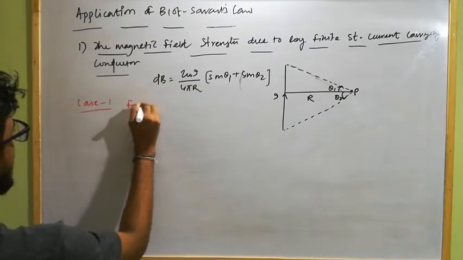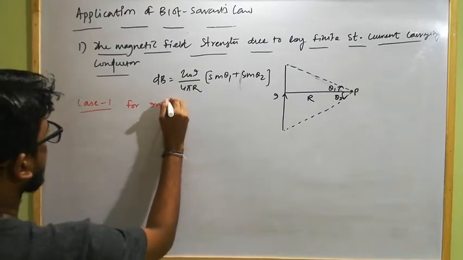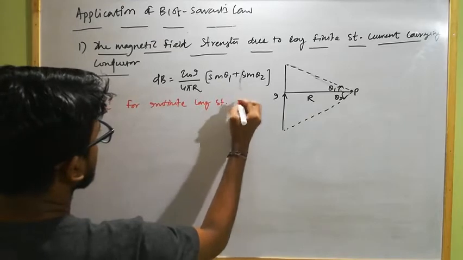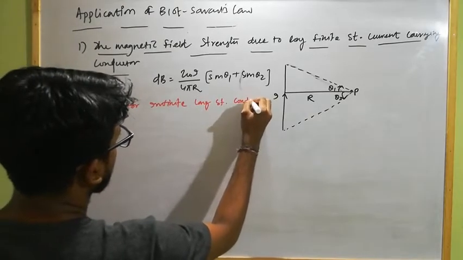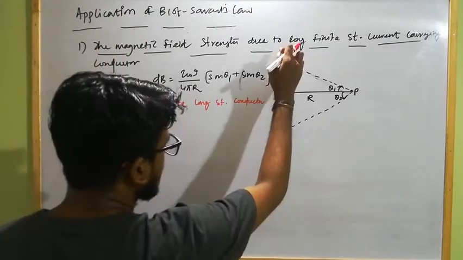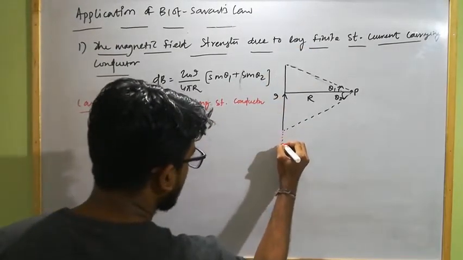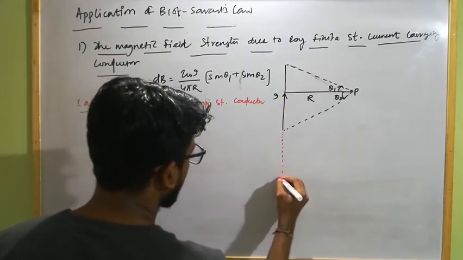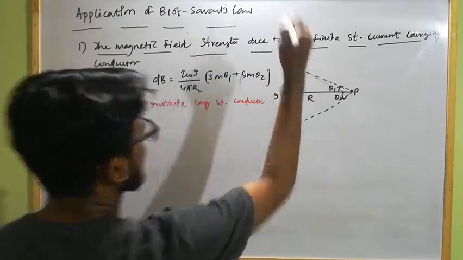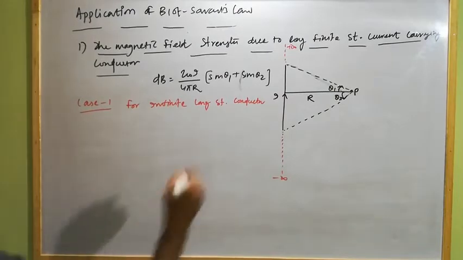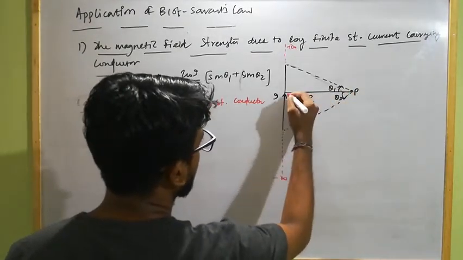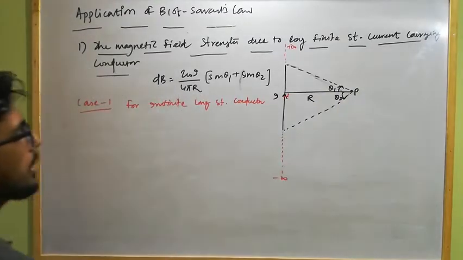For an infinite long straight conductor. Okay, if this conductor is infinite, that means this length is up to minus infinity and this length is up to plus infinity. Then what will be the value of magnetic field strength at this point, which is at the perpendicular distance r from this current carrying conductor?